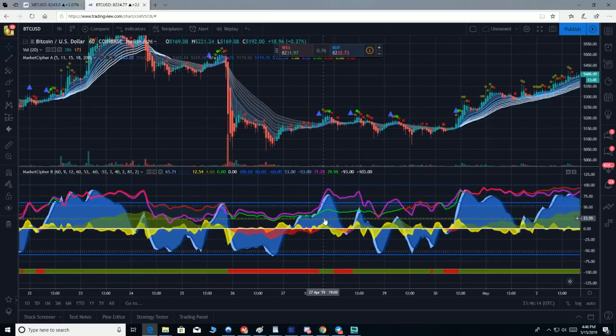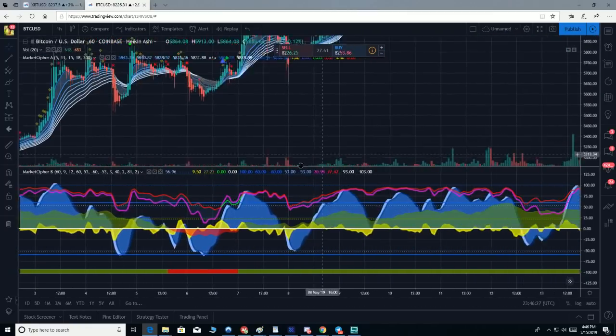If you want a little bit more of a simplified view, this bar down here just gives you a simplified view of the money flow. When it's green, you know it's green. When it's red, it's red. So on and so forth.